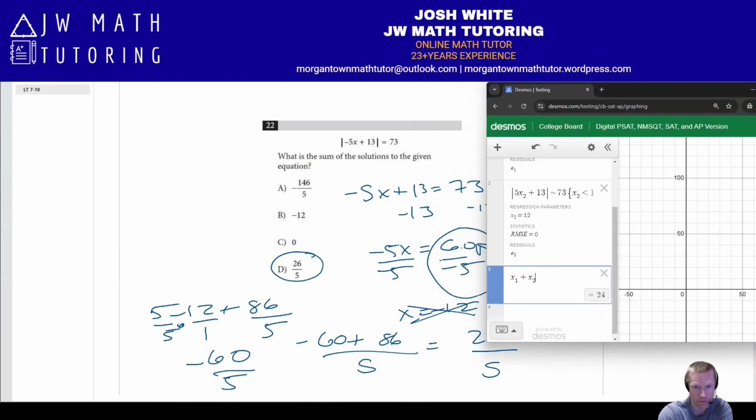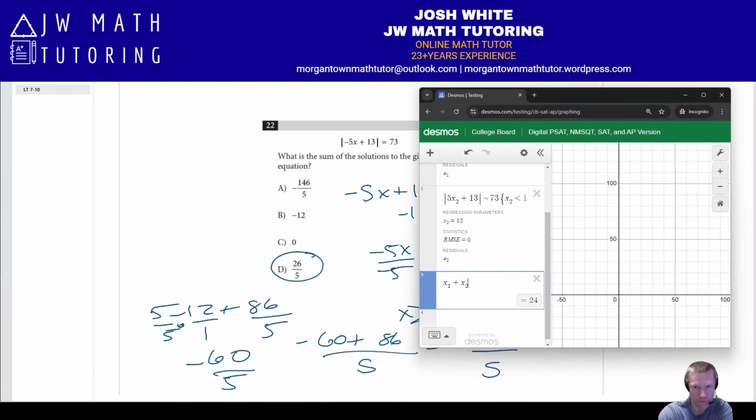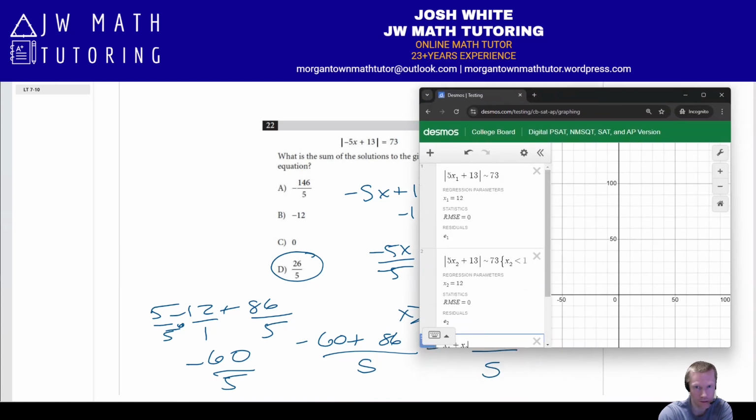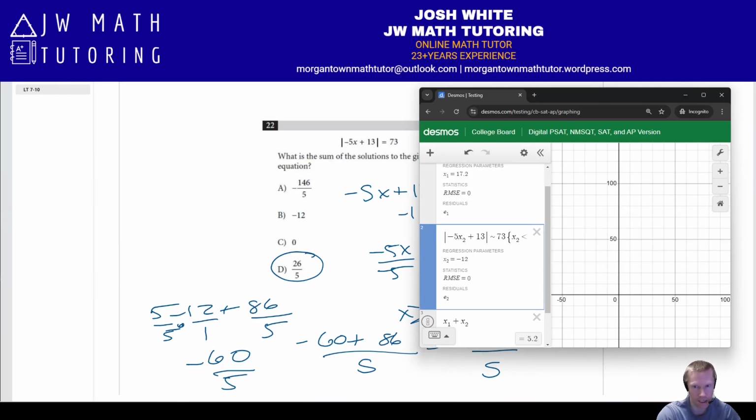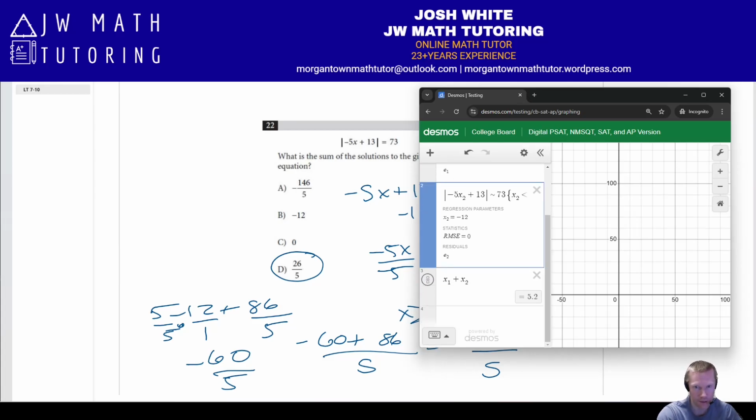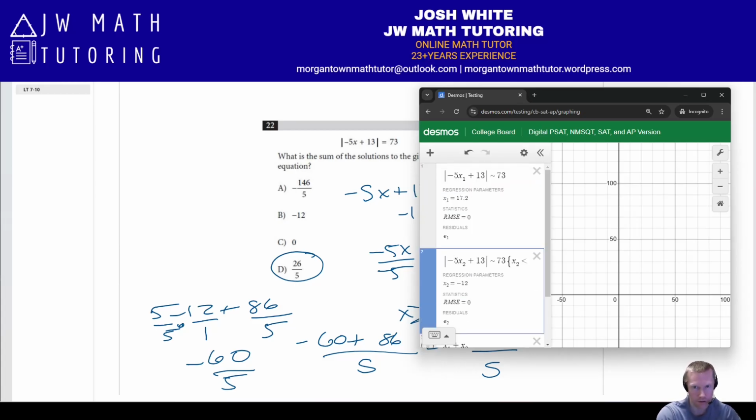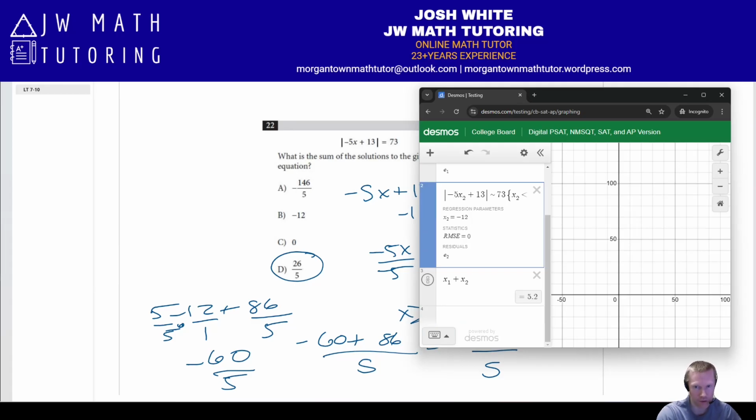86 over. Oh wait, sorry, no, mistake. Start over. That should be negative. Now we have the positive answer of 17.2. We have the negative answer of -12. We add those together. We get positive 5.2. We click on that, 26/5.